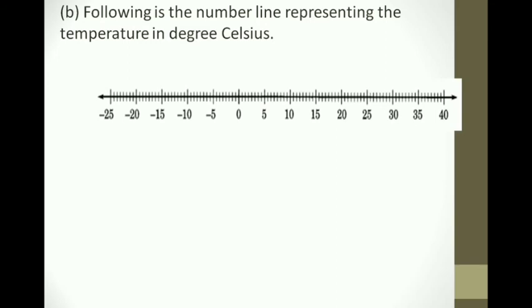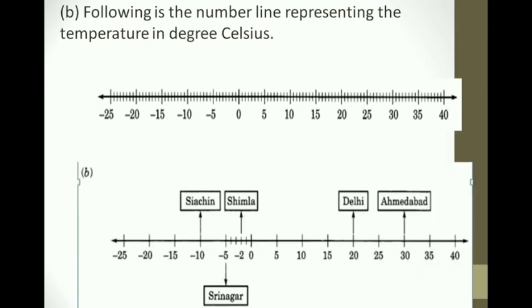Okay, so this is my line and how can we show that? Look here, we know that Siachen is negative 10, so on negative 10 we wrote Siachen. Shimla is negative 2, so between these two vertical lines of 0 and negative 5, we draw some lines on the inner side. But how many lines do we have to draw? We have to count it. After 0, this is 1, 2, 3, 4, and this bigger vertical line is negative 5.